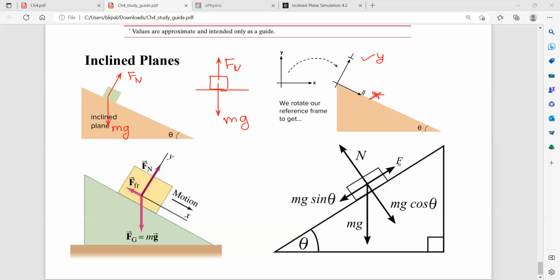Okay, now the good thing is that you know Fn is still along the y-axis. Okay, if there is friction it will be in this direction, so the friction will be in this direction, but here you see that the gravitational force mg is neither along the x nor the y-axis. Okay, so if I extend the y-axis it will be something like this, right?